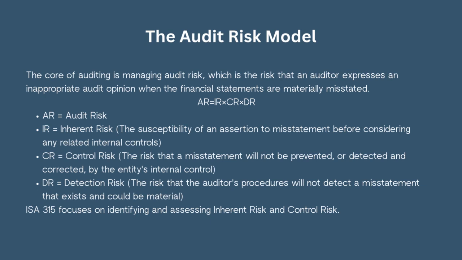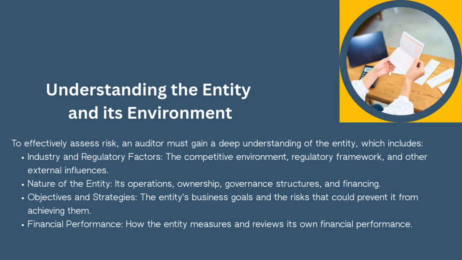CR, or control risk, is the risk that a company's internal control system fails to prevent or detect that mistake. And finally, DR, or detection risk, is the risk that we, the auditors, miss a mistake that exists. ISA 315 is all about getting a handle on the first two risks, inherent and control risk. By understanding these, we can design our audit to reduce our detection risk and keep our overall audit risk low.